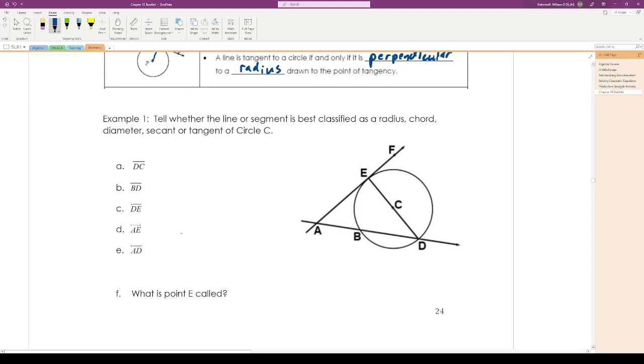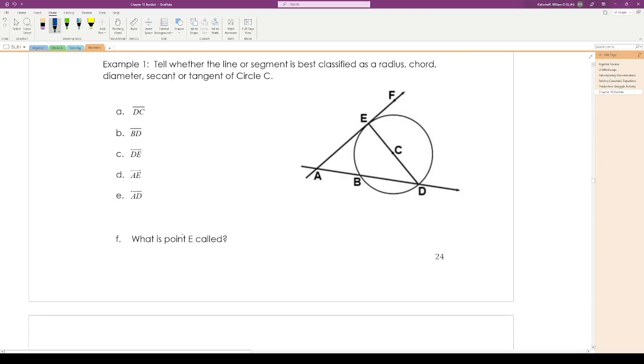All right, so example 1, tell whether the line or segment is a radius, chord, diameter, secant, or tangent. So it says best classified, so that would mean the most specific name. So for example, ED is a chord, but it's more specifically a diameter. A diameter is a special kind of chord. So if they ask for ED, which they do right here, they say line ED, that's strange, that should be segment DE, and that's going to be a diameter.